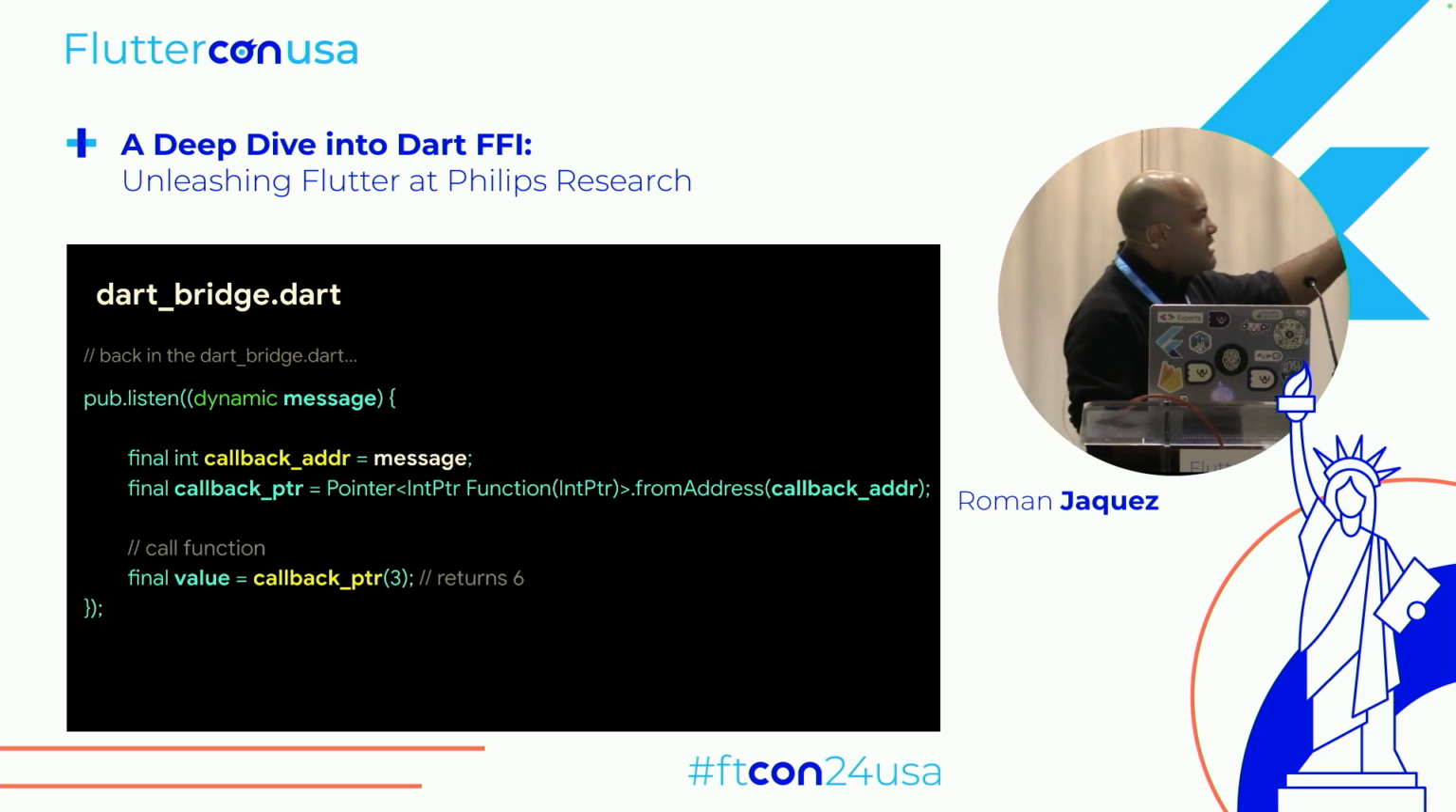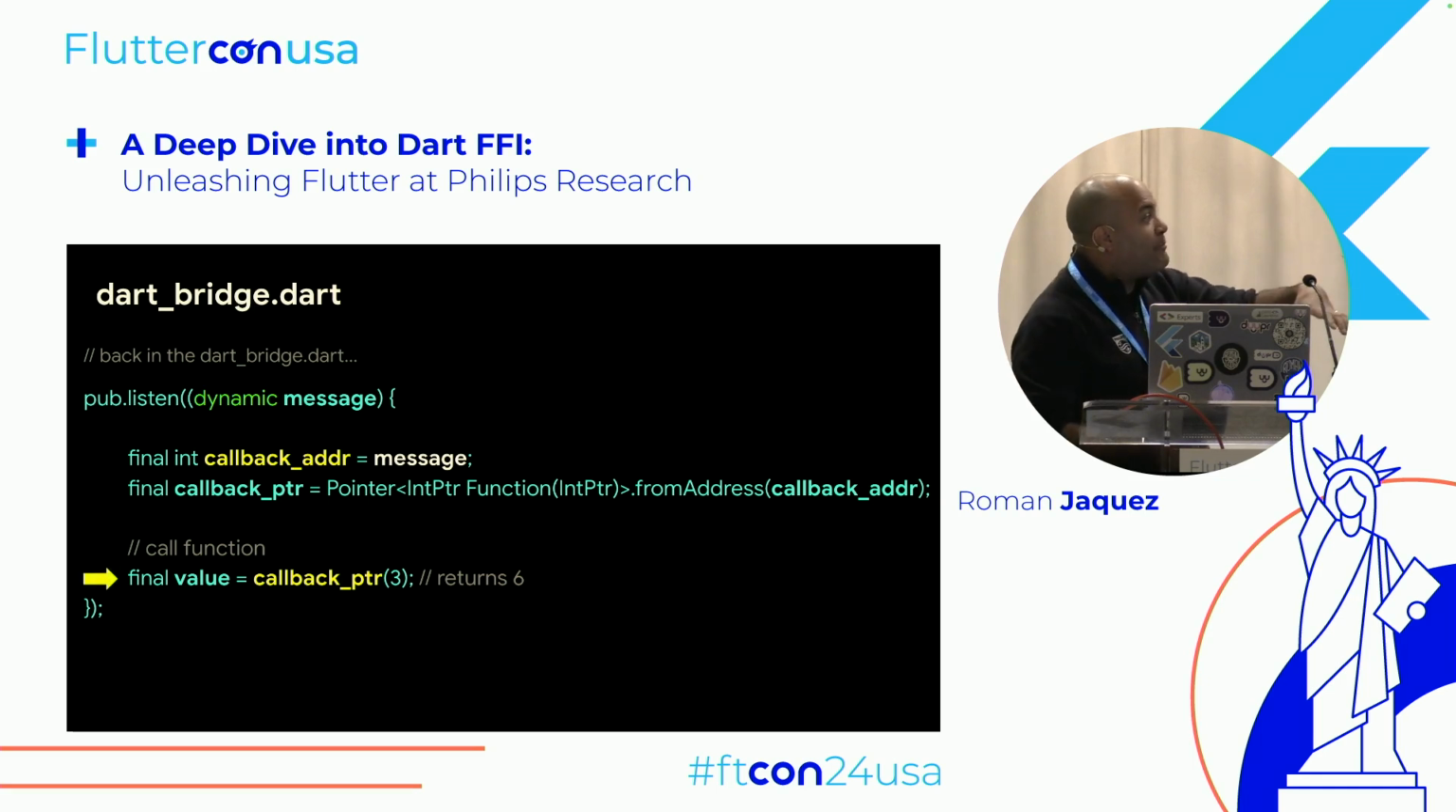Here is again the same way. You listen for the incoming messages from C++. And then once you've captured the callback and you convert it back to a Dart pointer using, again, the same capabilities provided by Dart FFI, you can then use that callback and call it as any regular method in Dart.